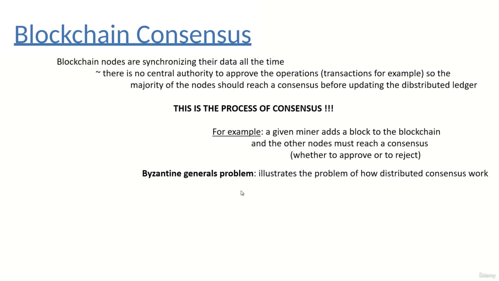So in the next lecture, we are going to talk about the Byzantine generals problem, and finally in the last lecture, we are going to talk about why to use proof of work to solve this consensus problem.